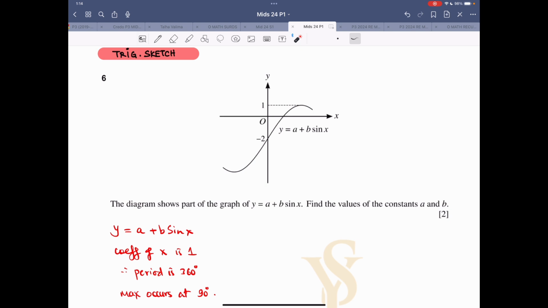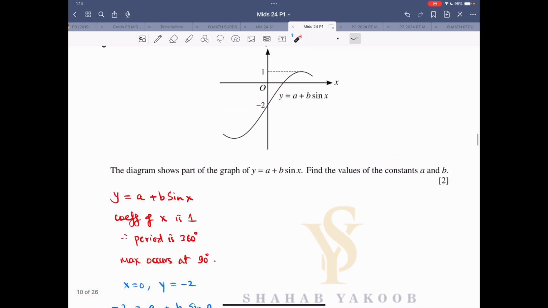Question number 6 is about trigonometric sketch. It's only for 2 marks. A lot of people just wrote down the answer based upon their concept. Maybe they have a great intuition, but it's better that you show your working. Now, some people ask, if it's for 2 marks and there are 2 things asked without any working, will they obtain full marks? The answer is yes, because 1 mark for A and 1 mark for B. So yes, you will obtain those marks even without any working.